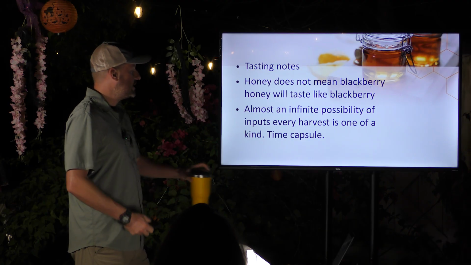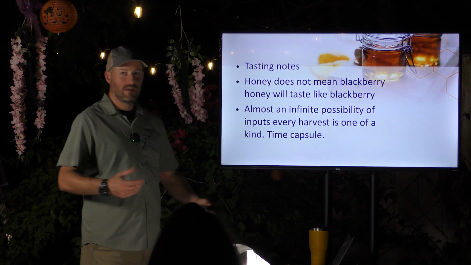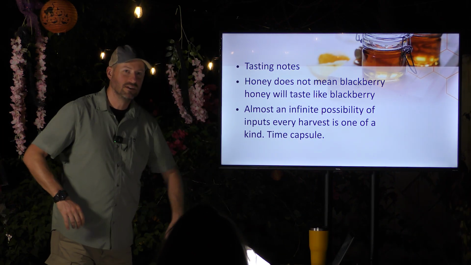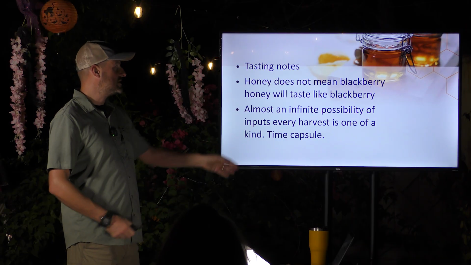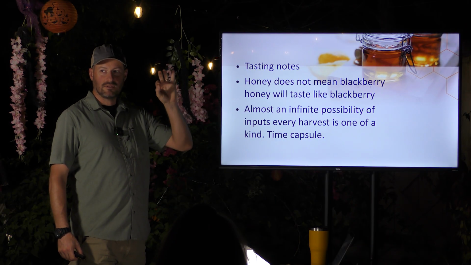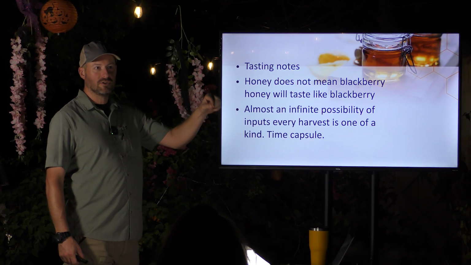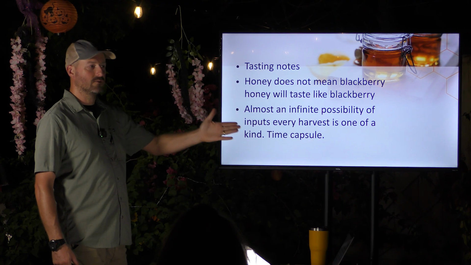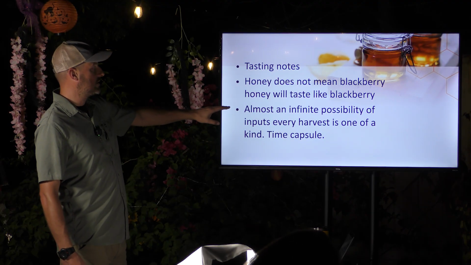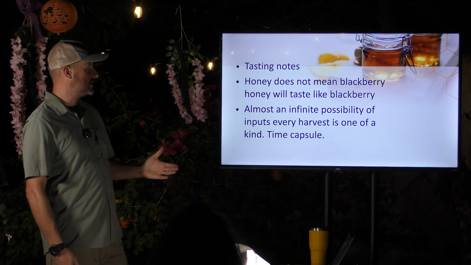So there's almost an infinite possibility of inputs on every harvest. It's kind of like when they say about wine, oh, that year was a great year, the dirt was awesome, or the rain was wonderful. However they say it for wine, you can say the same thing for honey. I call it a time capsule, because at no other time is that honey going to be like that. Different rain, different temperatures. Bees have a different choice of what they're going for. So I like to save jars from every pollinator location I do, and every time we harvest, you compare them, because it'll never be the same.